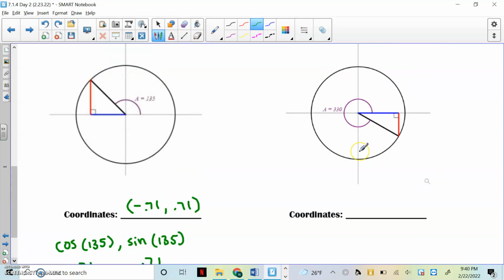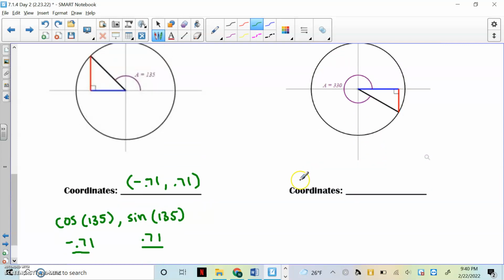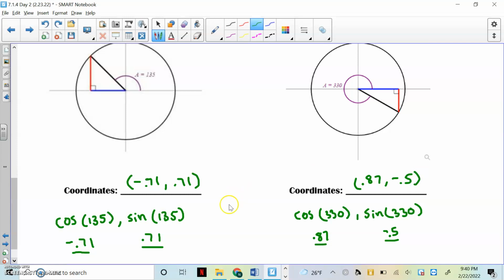So for the next one, for 330, we'll do the same thing. You do cosine of 330 and sine of 330. If you type cosine of 330 in your calculator, you get 0.87. And if you type sine of 330, you get negative 0.5. So those are my coordinates. And that's all there is to that.